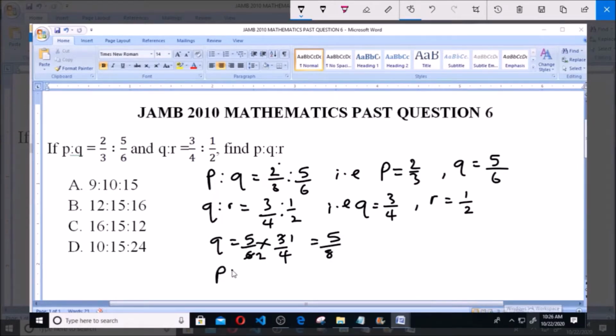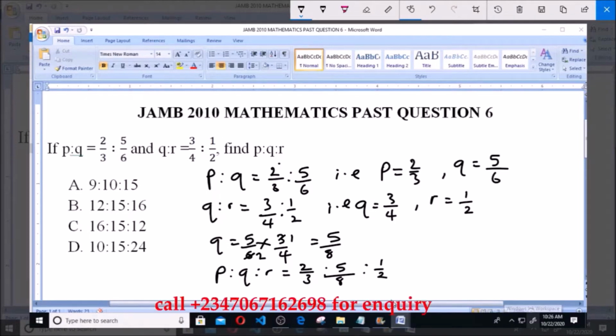Now P ratio Q ratio R will be equal to 2 over 3 ratio 5 over 8 ratio 1 over 2. Let's look at the denominator. If we can make the denominators have the same base, that is the same LCM, then we can pick the numerators as the ratio. So the LCM of the denominators 3, 8 and 2 is 24.